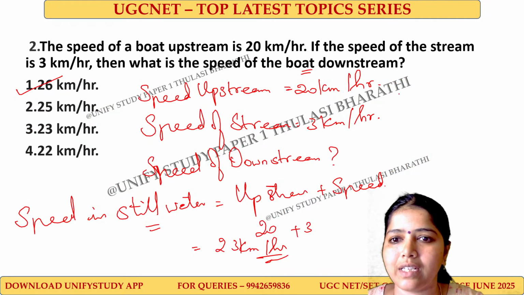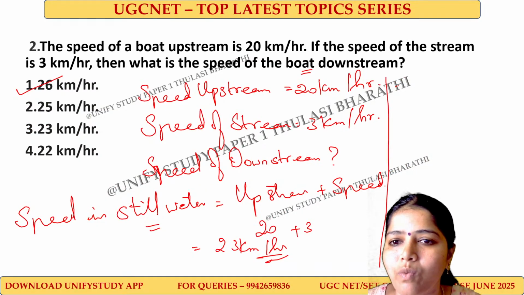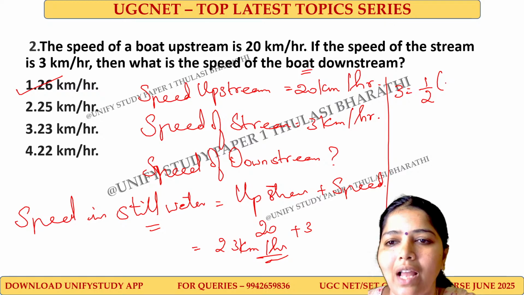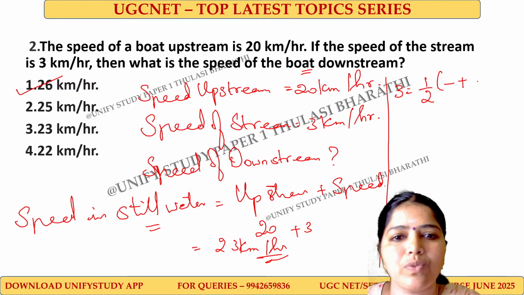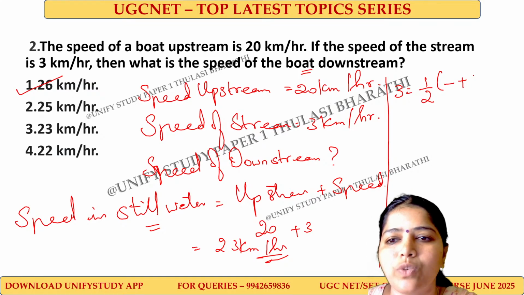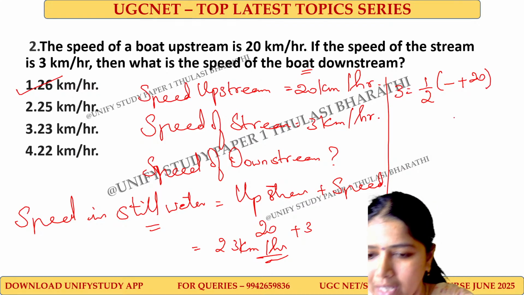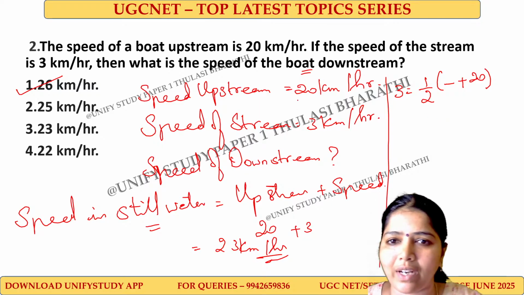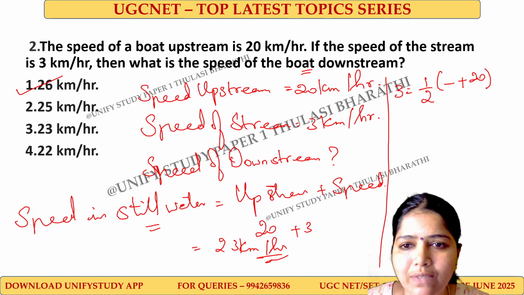I'll make it here. Still water is 3, 1 by 2. Upstream, downstream we don't know. So we can have it like that, and plus we can have this as 20. Am I right? No, you are right only. See, you can use this formula.